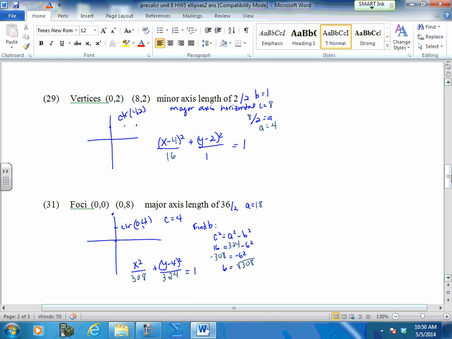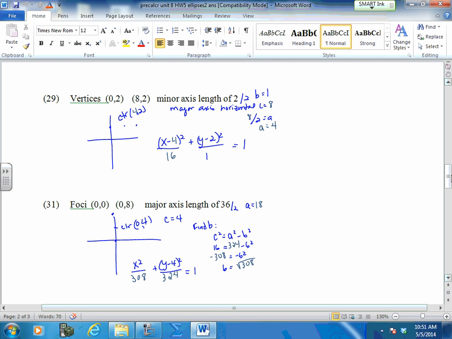Did I add this information here, or did you figure that out? I think I might have put it on here. Okay. Foci in the next one. Foci gives you your C. Again, with your foci, find your center, because your center is in the middle of your vertices, your co-vertices, and your foci.